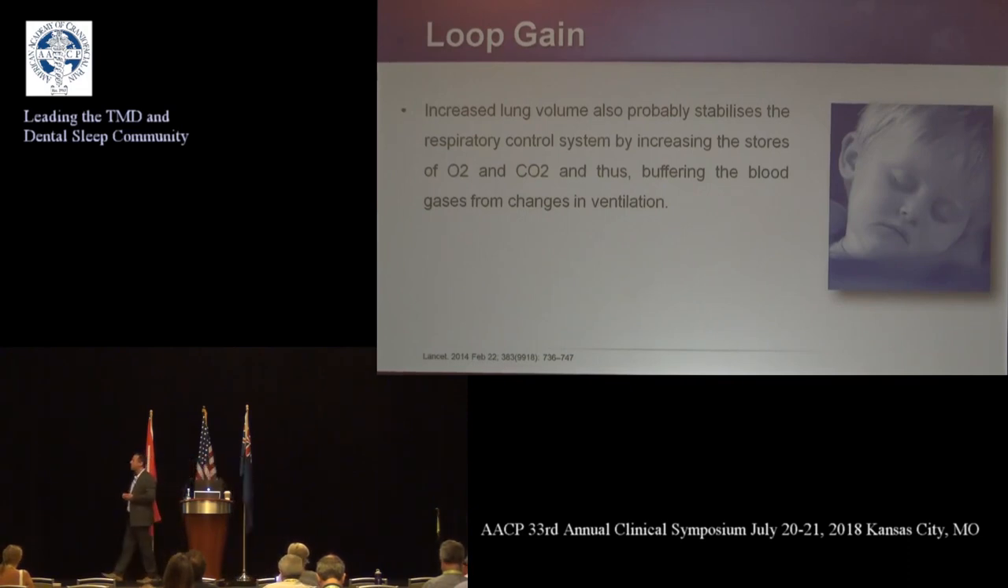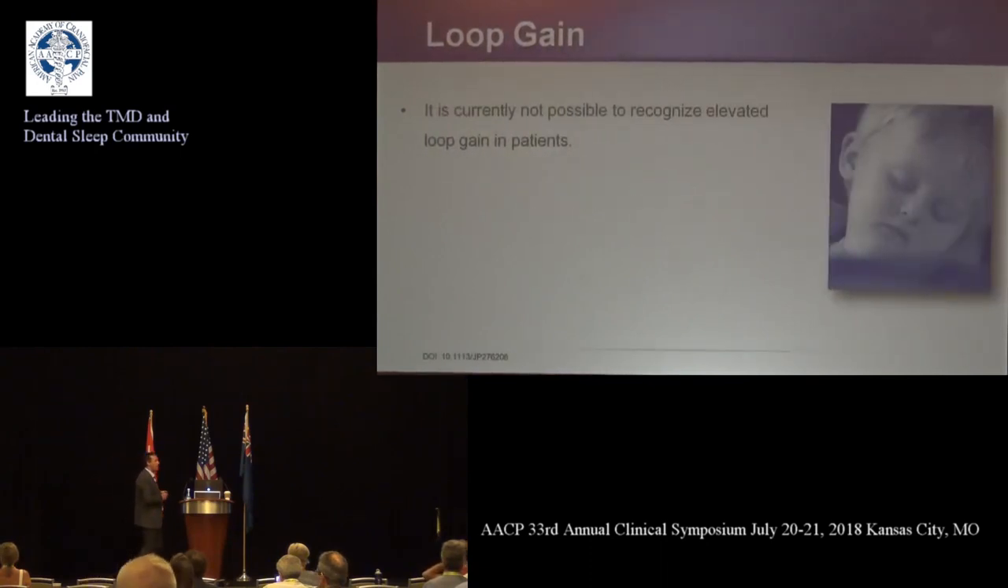Increased lung volume stabilizes. This was published in The Lancet in 2014. It probably stabilizes the respiratory control system by increasing the stores of O2 and CO2, and thus buffering the blood gases from changes in ventilation. And this is what we're trying to do in terms of reducing loop gain.